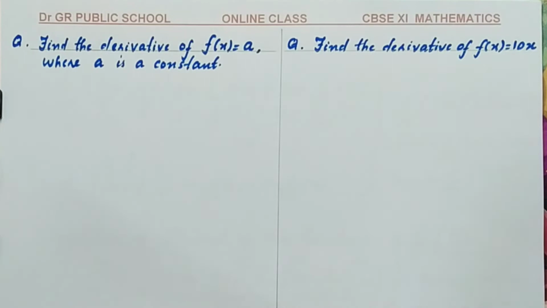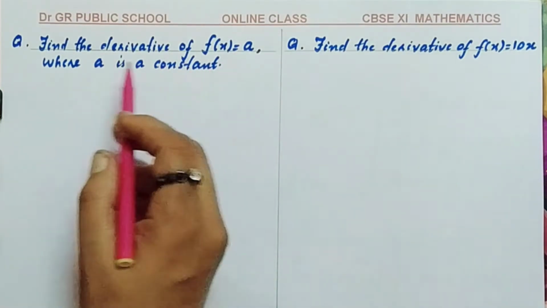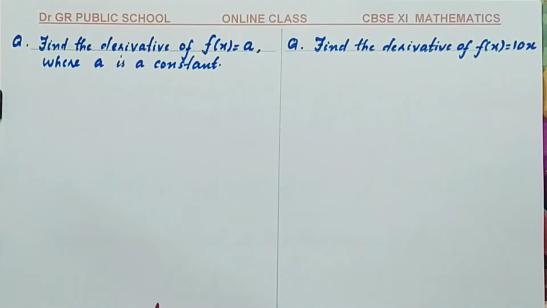Now we are going to do problems based on the derivative of a function. Find the derivative of f(x) equal to a, where a is a constant. What is the derivative of a constant function that we are going to study? Whenever you are asked to find the derivative of a function, apply first principle.